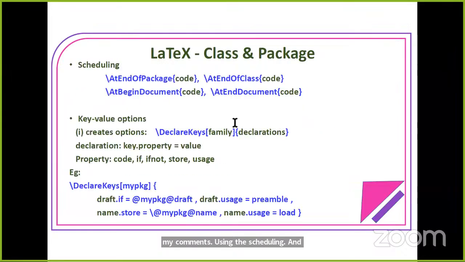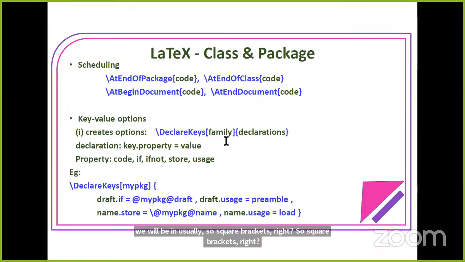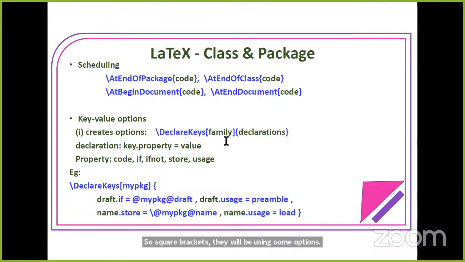And then we can have some options here. Options we will usually mention in square brackets, right? So in square brackets we will be using some options. For example, if you are using \documentclass, within the square brackets we will mention A4 size and 12 point. A4 size means the paper size will be A4, and 12 point means the font size of the entire document will be 12 point. So those are the options I'm providing. Those options I can declare as user-defined options also.